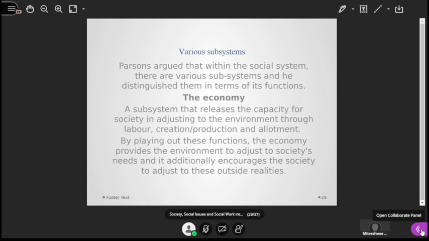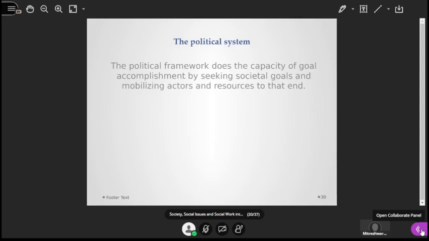L'autre, the political system. The political framework has the capacity of goal accomplishment by seeking societal goals and mobilizing actors and resources to that end. Alors, nous avons besoin d'un système stable, et le système doit être capable de nous permettre d'achieve goal accomplishment, okay, by seeking societal goals and mobilizing actors and resources to that end.